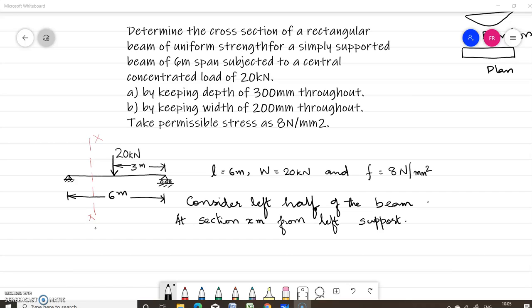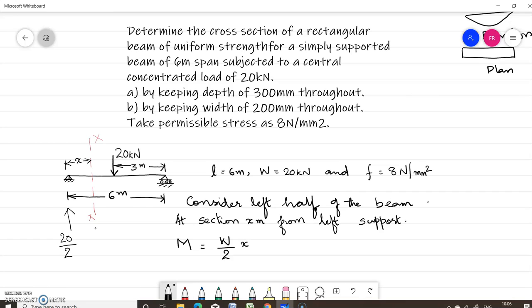So this is a beam. You have a centrally concentrated load 20 kN. So this load will be equally shared by the supports. So we can write the support reaction as 20 by 2. Now we can write the bending moment at this section XX at a distance small x from the left support. Bending moment is equal to, if W is the load 20 kN, W by 2 into X.